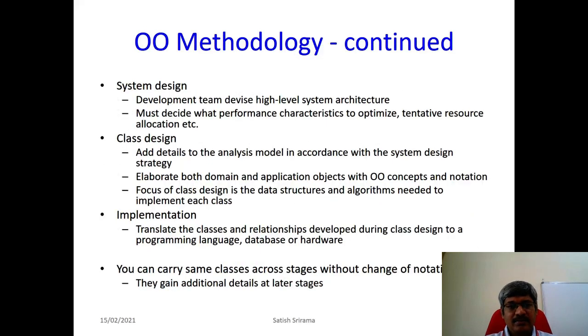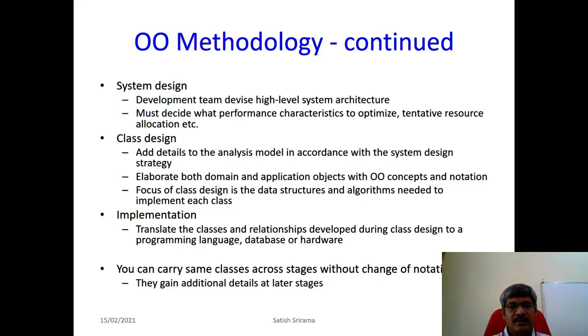Then comes system design. The development team will devise a high level architecture for the application. They must also decide what performance characteristics to optimize, and make a tentative resource allocation. For example, on what sort of servers it should run and what the architecture would be. They have to worry about all these things. This comes into system design.